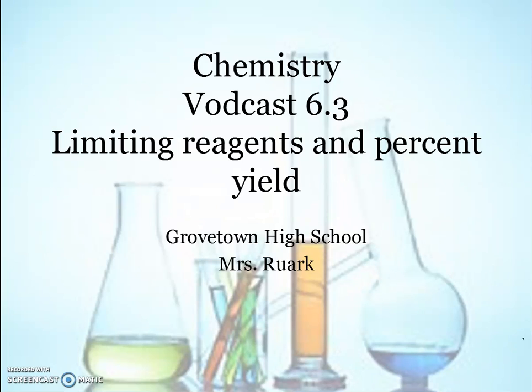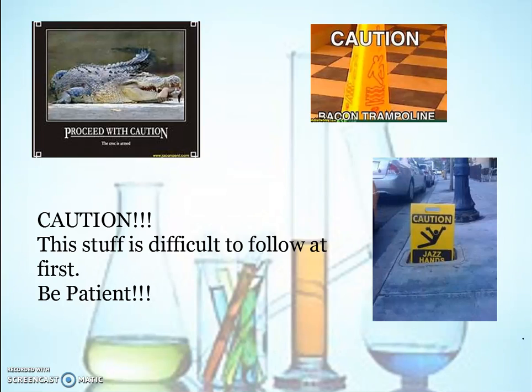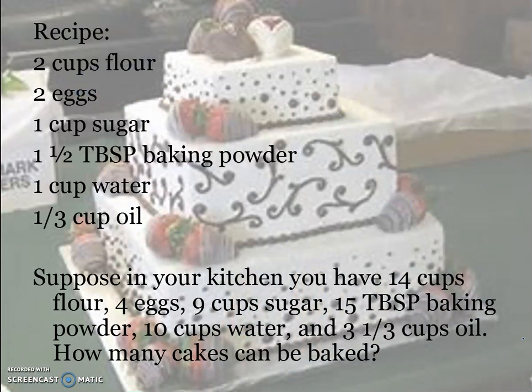This is podcast 6.3, where we're going to take this stoichiometry stuff just a little bit further, and we're going to talk about what happens when you don't know which one of your reactants is in excess. So we have to figure out our limiting reagent. Caution: this stuff is difficult to follow at first, but it's not impossible. Just be patient with me, make sure that you're paying attention, and ask lots of questions. Pause this, rewind it, watch it again if you need to. Just pay attention.